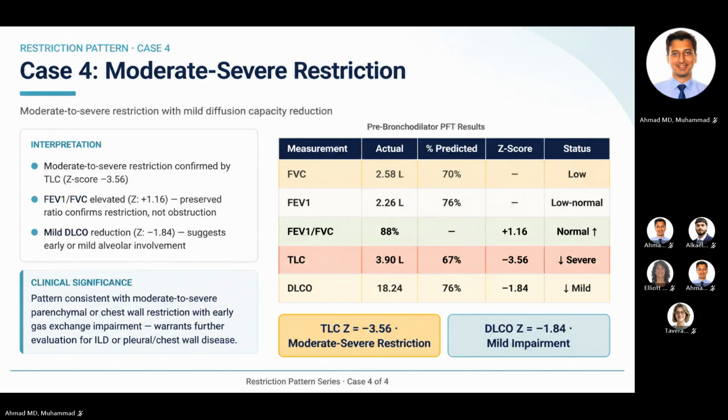Case 4, look at the FEV1 FVC ratio, which is normal. The FEV1 is low normal, and the FVC is low at 70% of predicted. Look at the total lung capacity, which is moderately reduced with a z-score of minus 3.56. The diffusion capacity is minus 1.84, which is mildly reduced. This pattern is more consistent with moderate restriction, chest wall restriction, or parenchymal disease, and warrants further evaluation for neuromuscular or chest wall disease.